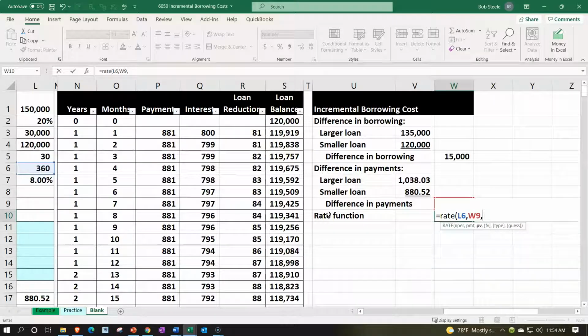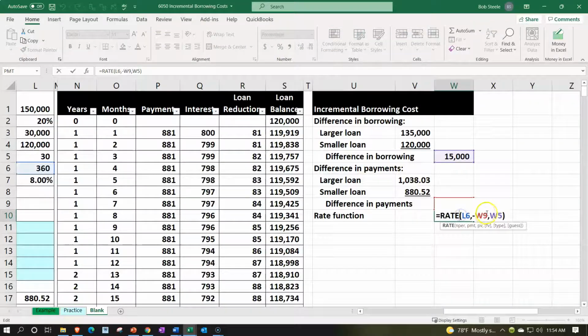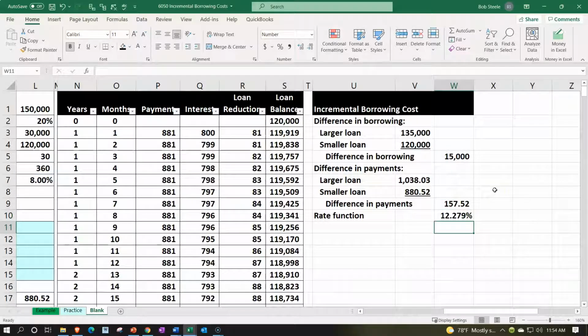The present value is going to be the 15,000 up top, and I believe we need to make the payment negative to make this work properly. Closing it up, and let's go ahead and add some decimals. That would be for a monthly rate. Let's take that whole thing, double clicking on it, and multiply it times 12 to get the yearly. So we're at about 12.279. So the incremental borrowing rate for borrowing the extra 15,000 is around 12.279.